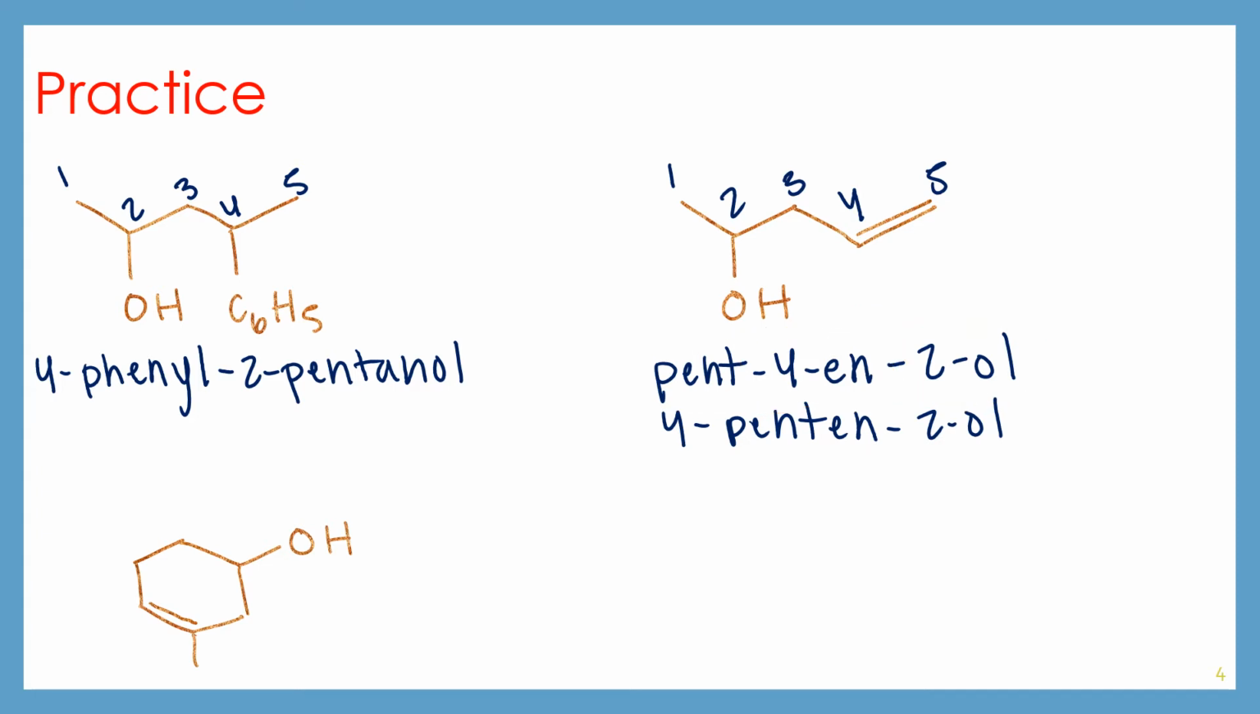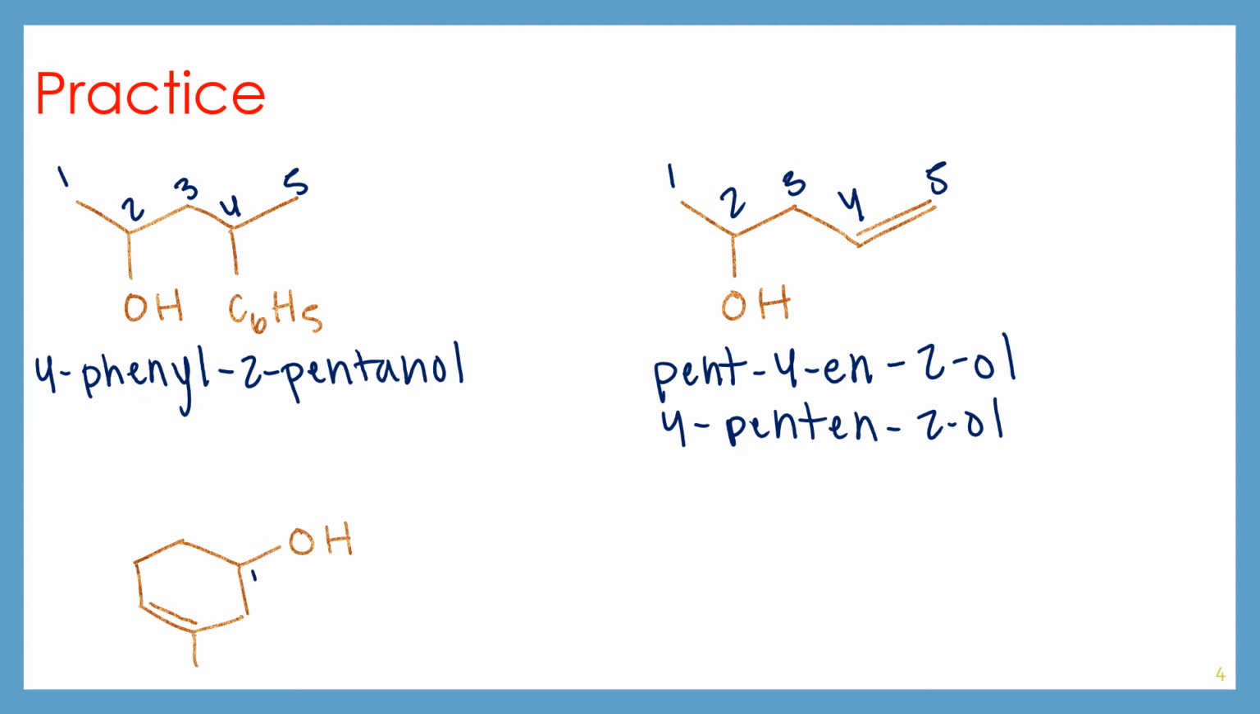Okay, let's take a look at the last one. So we have a cyclohexane ring, and it has a couple things going on. It has an alcohol, it has a methyl substituent, and it has an alkene. So the alcohol is the highest priority. The question is, do we want to number from left to right or right to left? Or I guess rather clockwise or counterclockwise.